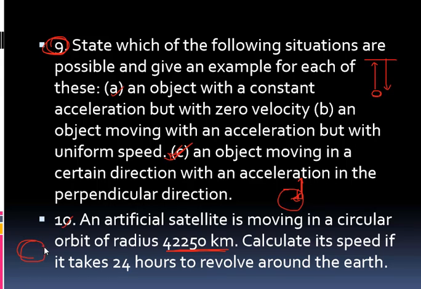So suppose the satellite is moving from this point, this is the earth, from this point to a complete revolution, it will take 24 hours. This is the perimeter. You will find 2 pi r. 2 pi into 42,250, you will get 2 pi r, that is the perimeter, or the distance traveled by the satellite, divided by time. Time is 24 hours. So distance divided by time, you will get the speed of the satellite.